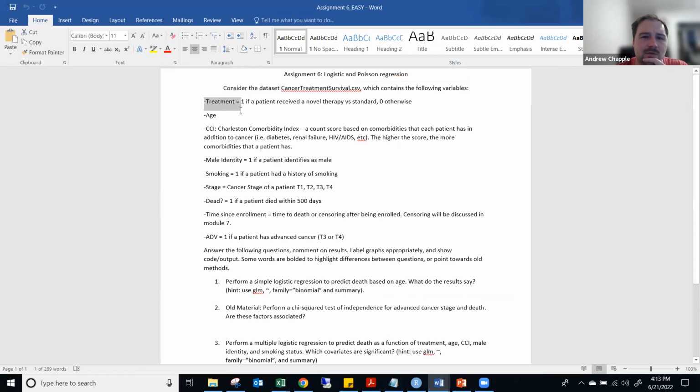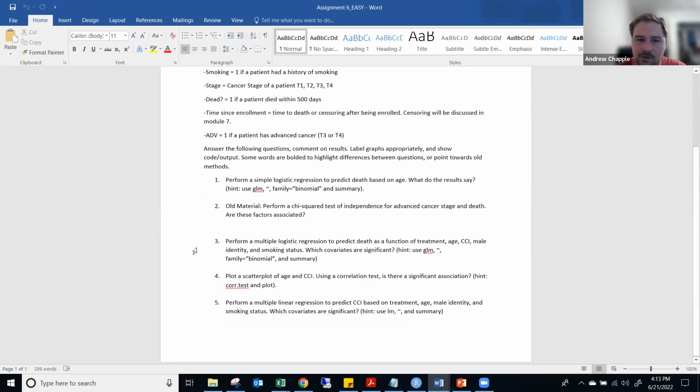I have treatment, which is equal to 1 if somebody is given a novel treatment, otherwise 0. I have their age, and their Charlson comorbidity index, which is just a score: the higher the score, the worse off the patient is. I have male identity, equal to 1 if somebody identifies as male. I have smoking, equal to 1 if somebody smokes. I have cancer stage, whether or not they died within 500 days, how long they've been around, and whether or not they have advanced cancer. So I want you to answer the following questions.